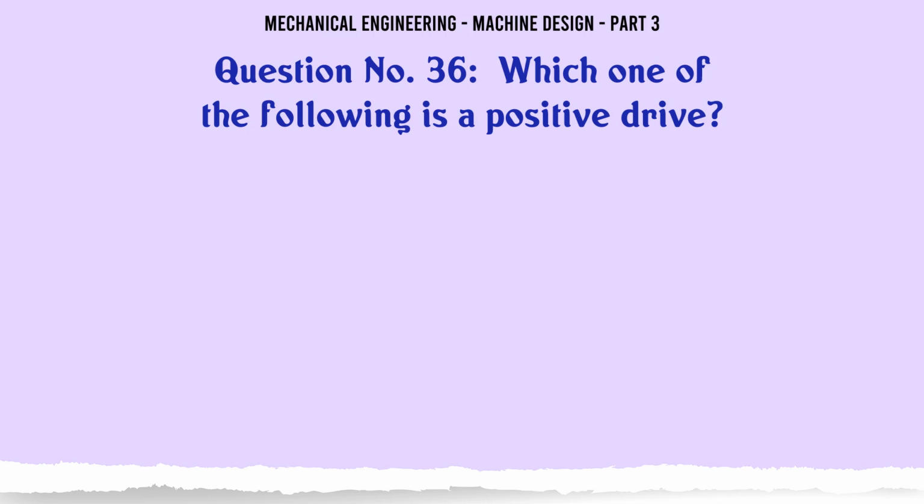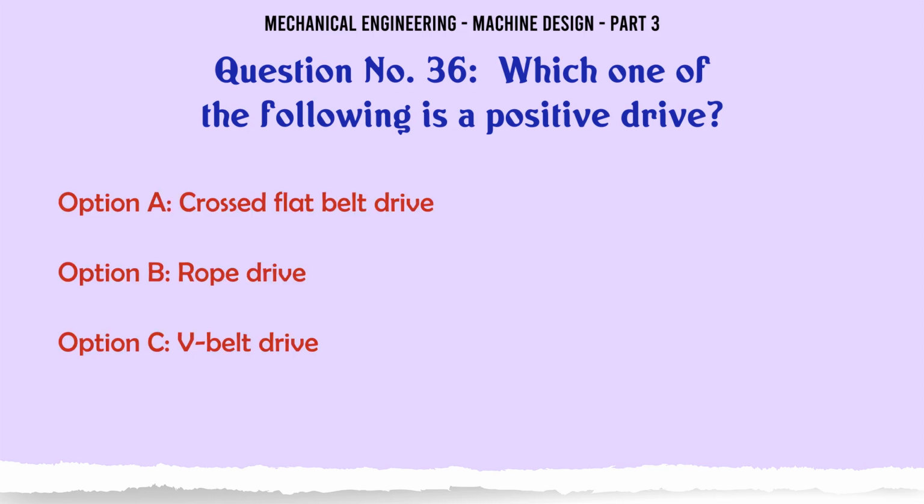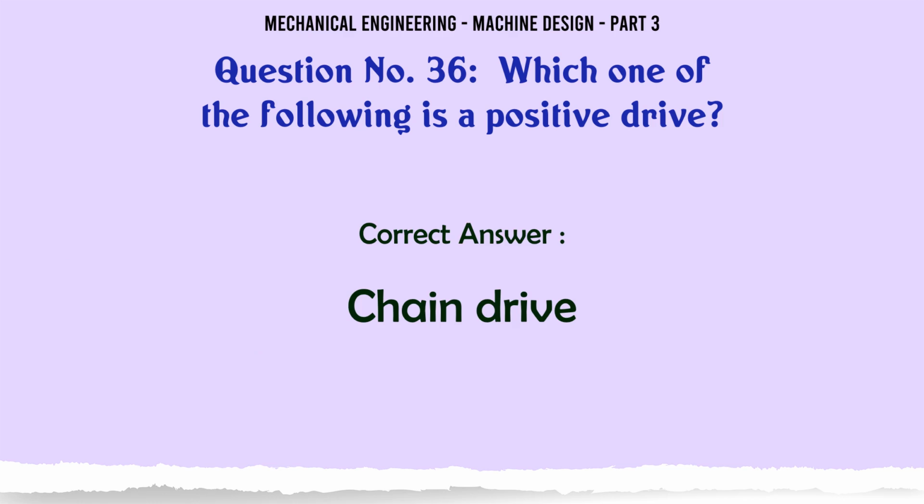Which one of the following is a positive drive? A. Crossed flat belt drive. B. Rope drive. C. V-belt drive. D. Chain drive. The correct answer is chain drive.